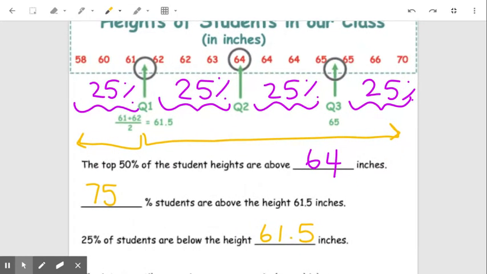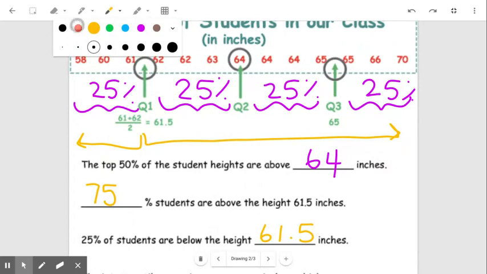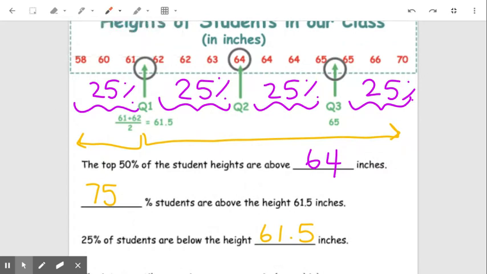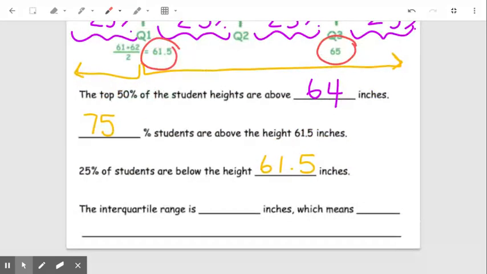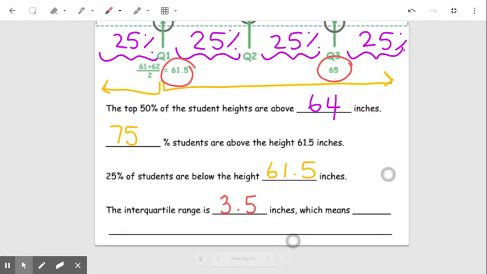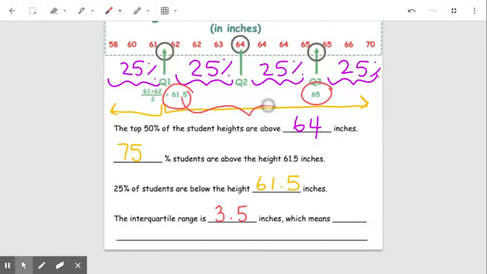And then lastly, it says the interquartile range is blank inches, which means what? So if I go back and I want to find my interquartile range, remember what that is: my Q3 minus my Q1. So 65 minus 61.5, remember, is 3.5 inches. So what does that actually mean? That means that 50% of my students are between 61.5 inches and 65 inches. So the difference between the quartile one and quartile three is 3.5 inches.